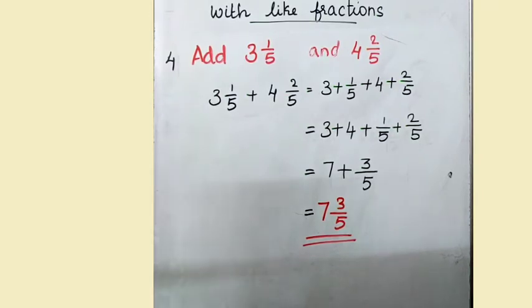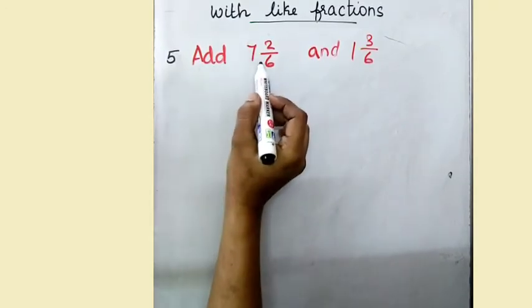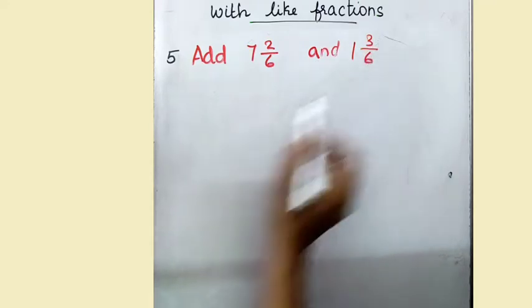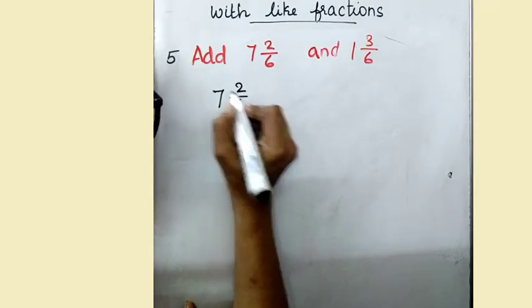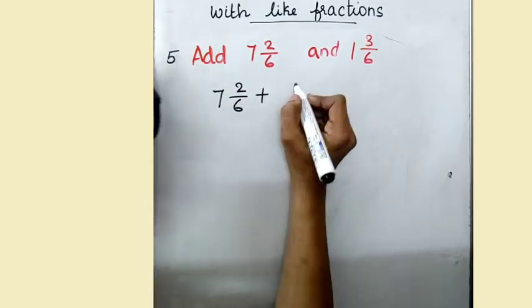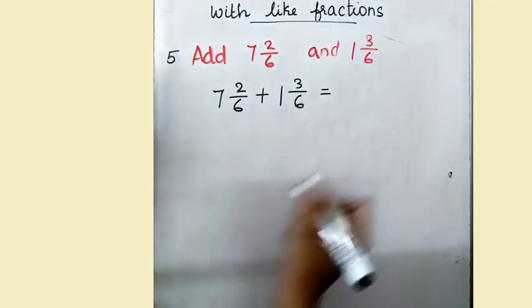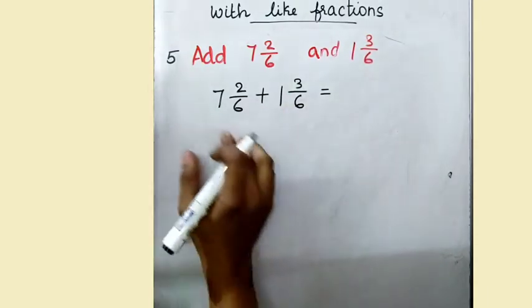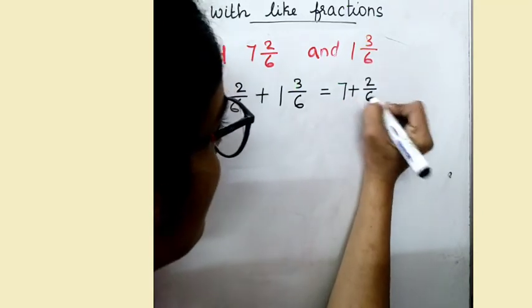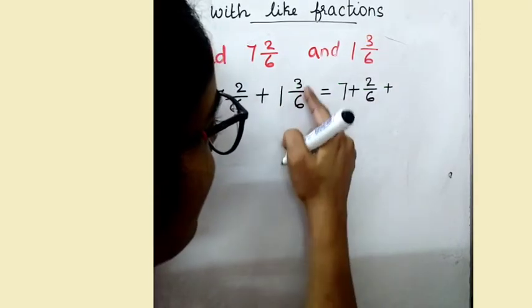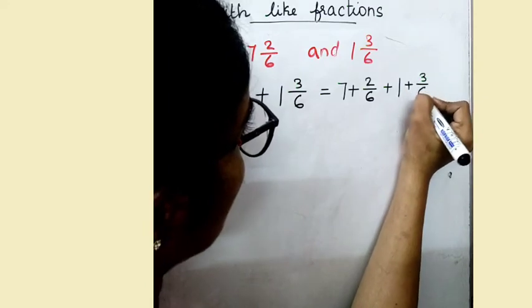Look into one more question. Look into the question. Add the fifth question. Add 7 and 2 by 6 and 1 and 3 by 6. First of all, we write the question. 7 and 2 by 6. This is addition, so we put plus and 1 and 3 by 6. Then put equal to, and write down. We have to split this. 7 and 2 by 6 means 7 plus 2 by 6, and 1 and 3 by 6 means 1 plus 3 by 6.